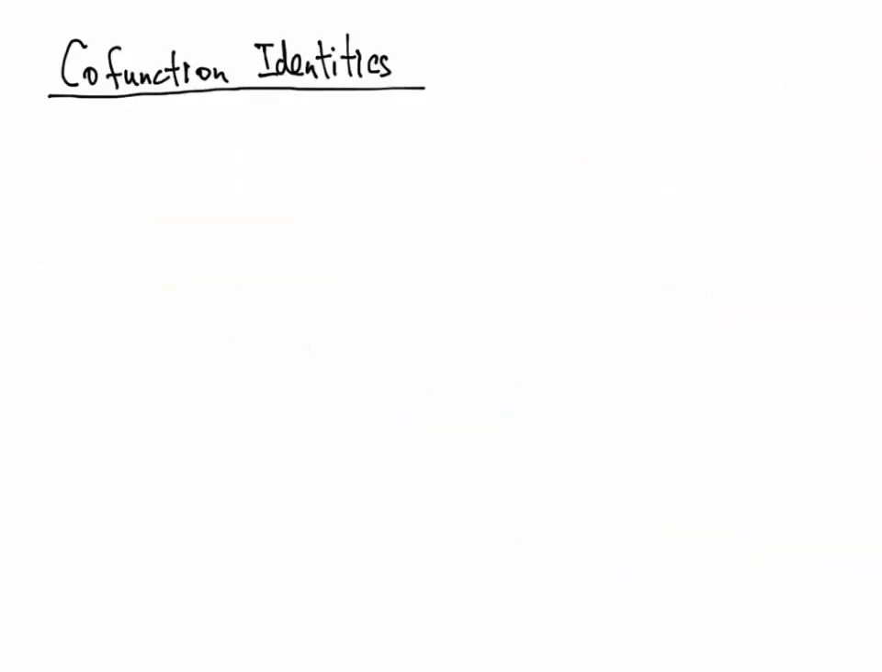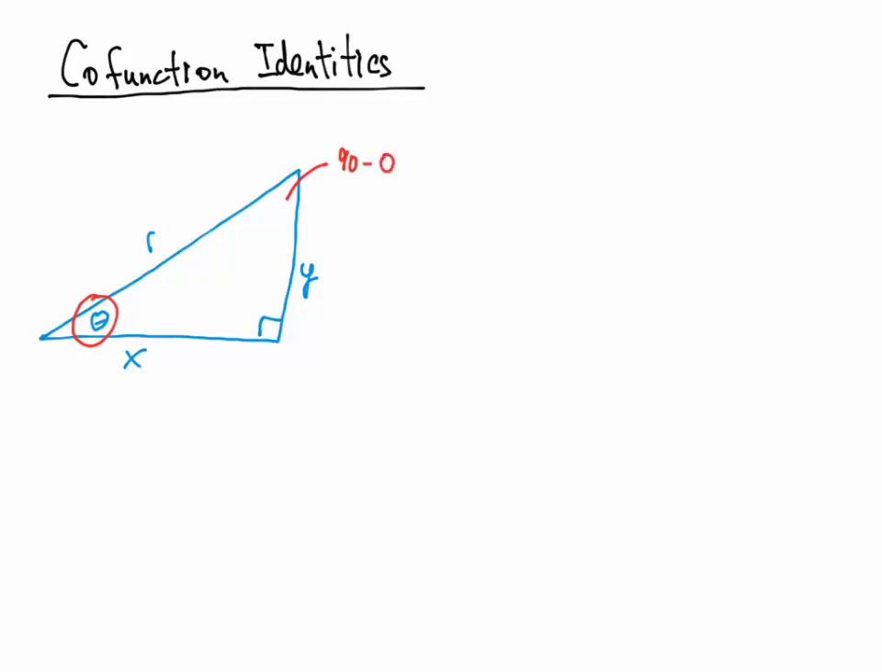Another set of identities for us to look at are called the cofunction identities, and we'll derive these. So suppose we have a right triangle. We have angle theta, x, y, and r. Now, if we know that this angle down here has a measurement of theta, well, that means that this angle has a measurement of 90 degrees minus theta. We could similarly write this as pi over 2 minus theta.